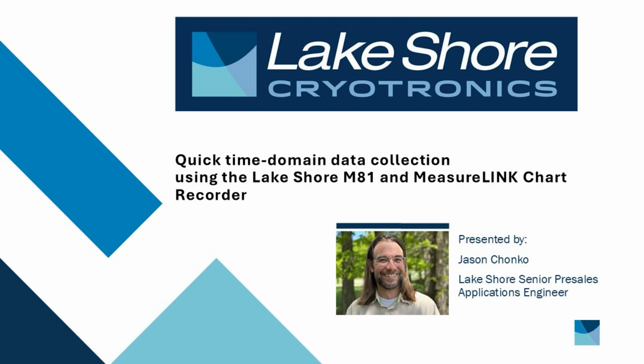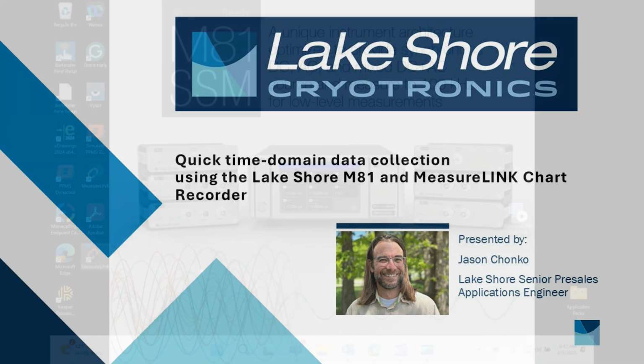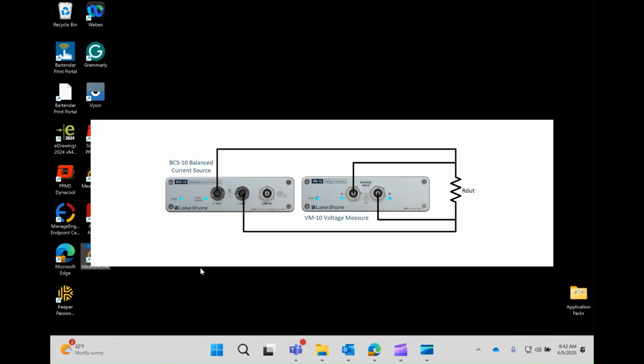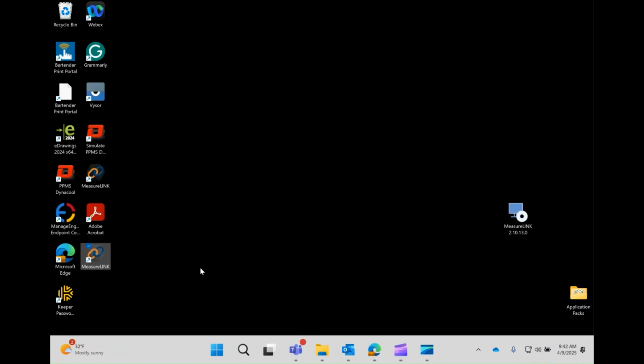In today's video, we're going to take a closer look at the chart recording feature in MeasureLINK. I'm going to be using a Lake Shore M81 source measure instrument, including a BCS, or balanced current source module, as well as a VM10, or voltage measurement module. So I'm going to be sourcing a current into a resistor, measuring that voltage, and I want to plot that resistance as a function of time. And I'm going to use the chart recording feature of MeasureLINK to do that.